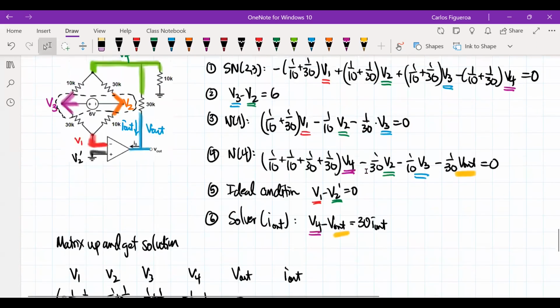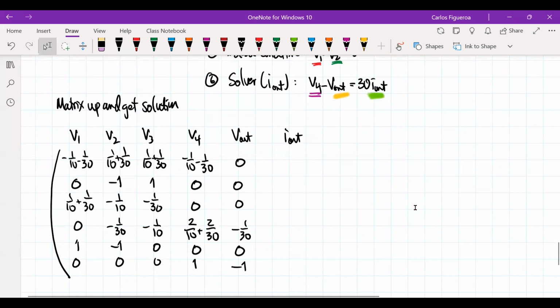Now I need iout. So if I look at iout, here's what I see. I have iout only in one spot. So that means this guy has to be 0, 0, 0, 0, 0. And this gives me minus 30.